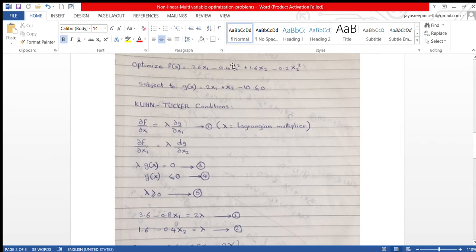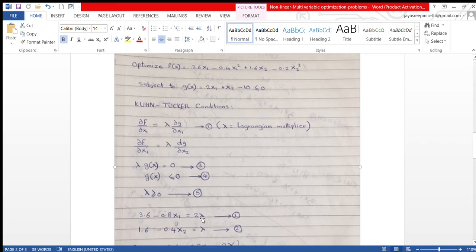So forget about x, no need to do that one, because we are doing partial differentiation with respect to x1. Partially differentiating f with respect to x1, you will get this one equal to lambda times the partial derivative of g of x with respect to x1. If you differentiate partially with respect to x1, you get only 2. So lambda times 2.